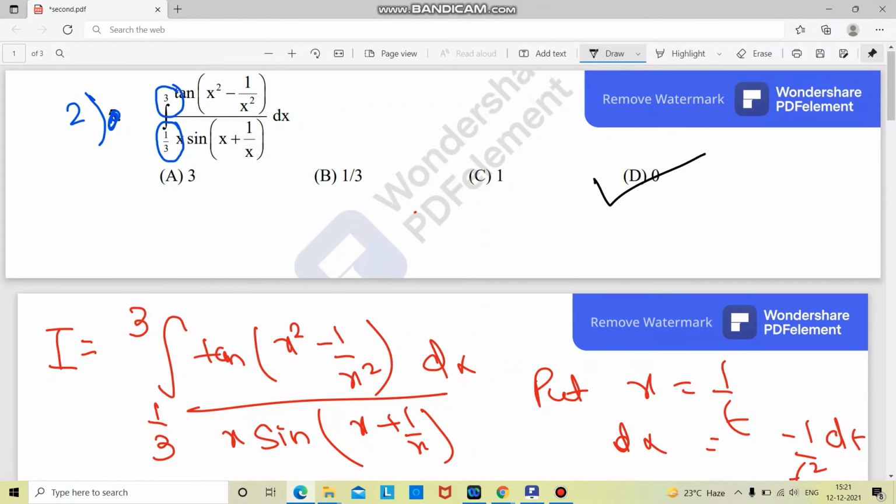So this was for this question, and we will bring some more questions of this type for you on the chapter definite integration, and also some PDF questions for you to solve.